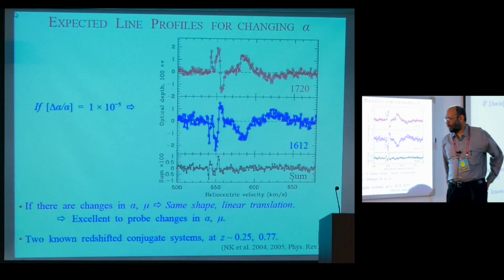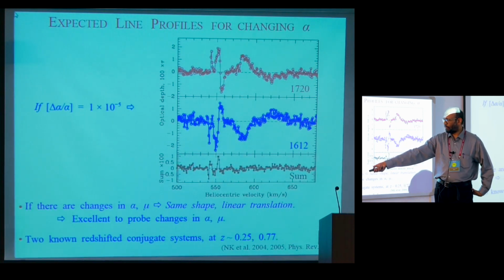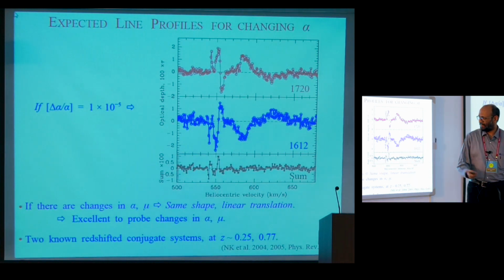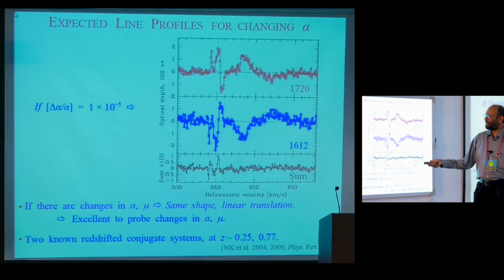So about 13 years or so ago, we found two of these redshifted conjugate systems at a redshift of 0.25 and 0.77. And these are the first two known at cosmological distances. And we've been chasing after this system, actually, and this one also, but this one especially is kind of my pet for the last 15 years, ever since.